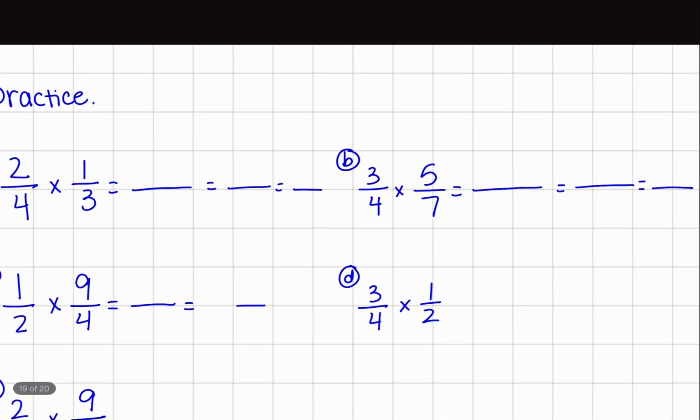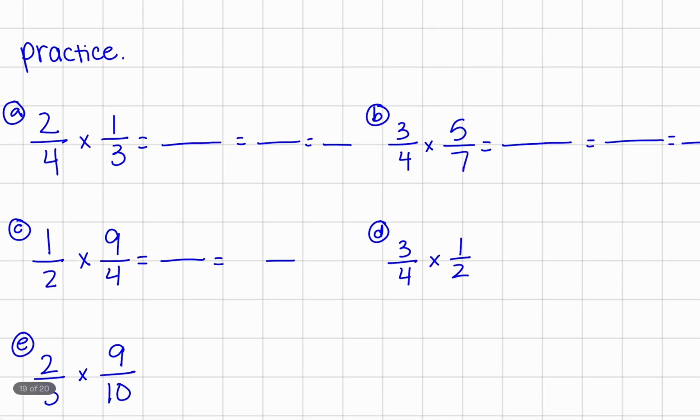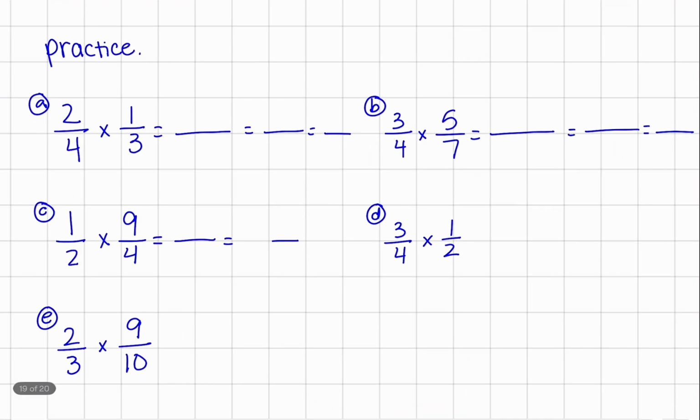Let's practice. If I have 2/4 times 1/3, my numerators are 2 times 1, and my denominators are 4 times 3. 2 times 1 is 2. 4 times 3 is 12. Both of these are even numbers, so we can simplify it to 1/6.